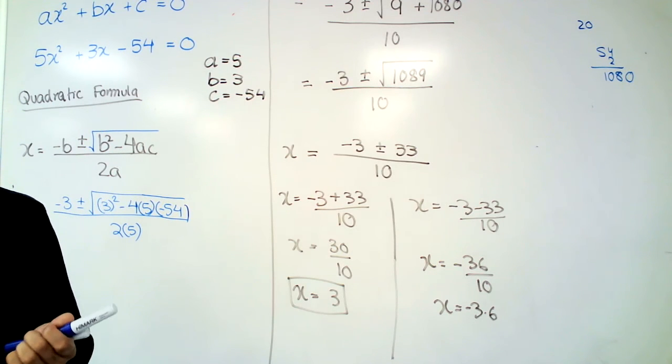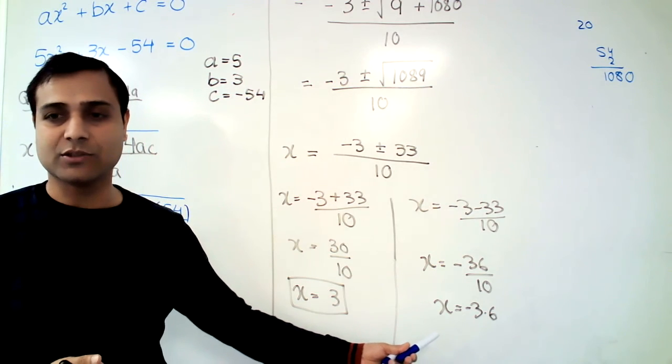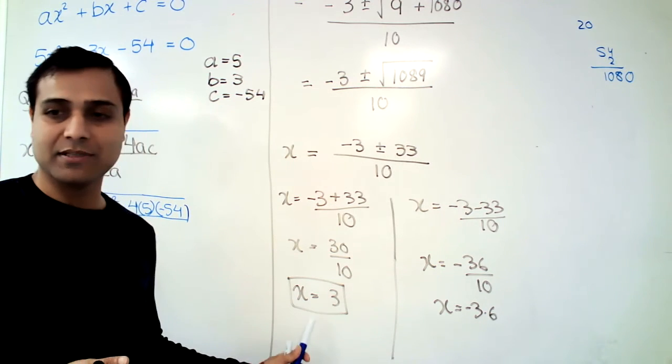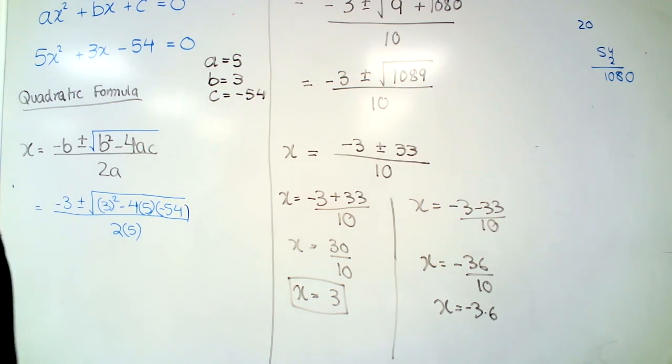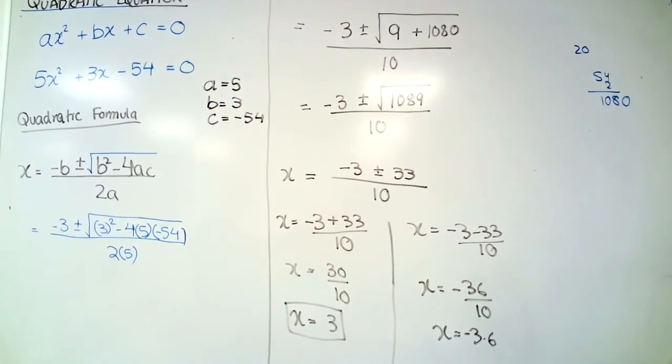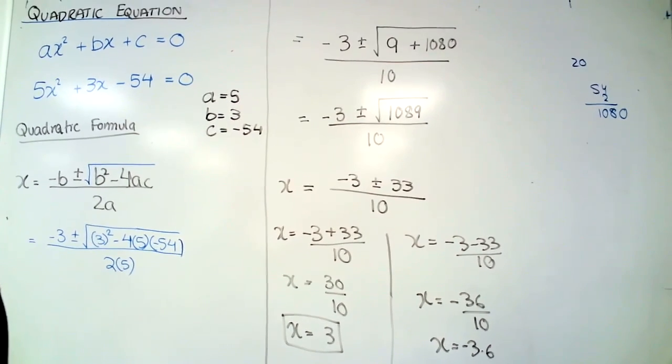If that was a time or a length, obviously the length can't be negative, so we will ignore this value and only take the other one, because length can't be negative, time can't be negative, and so on. So we need to make some judgment in the end about which value to take and which value not to take. So this is how we solve a quadratic equation.